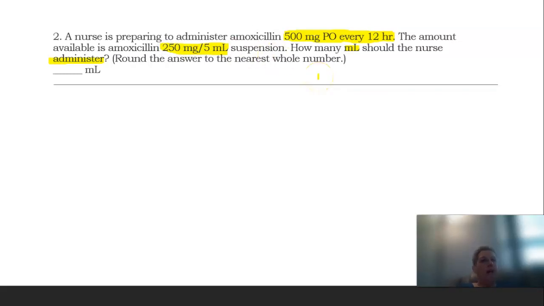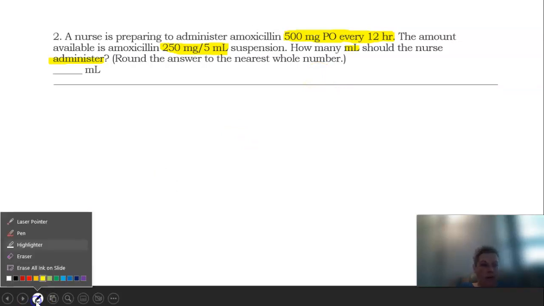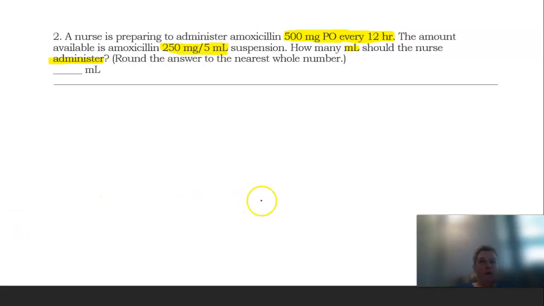Okay? So I'm going to revamp my thinking, and I'm going to think, oh yeah, amoxicillin. I believe that's an antibiotic. So I certainly want to make sure I have enough in my cup to kill my germs. Okay. So all this is saying desired over have. What do they desire me to give? 500. And what do I have available? So this is the one that I put on the bottom.